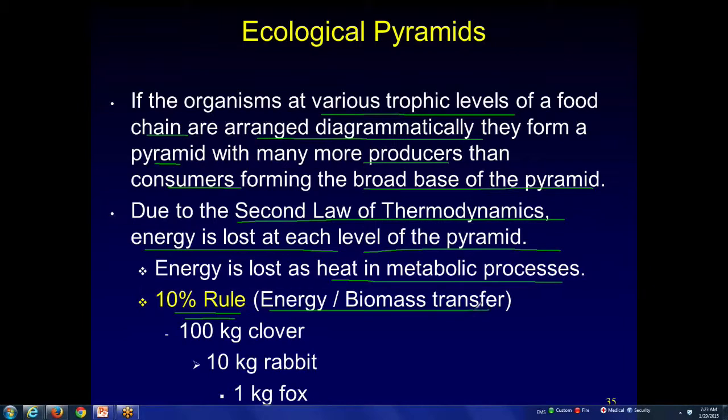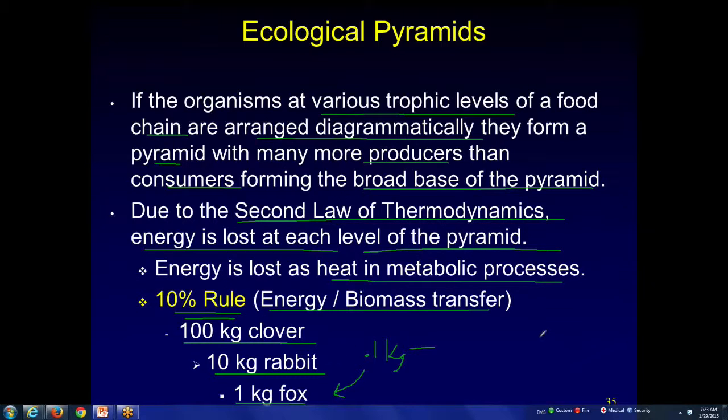So this is the energy or biomass transfer. For example, if I had 100 kilograms of clover, that will translate into 10 kilograms of rabbit flesh, which will then translate into 1 kilogram of fox flesh. And then if something ate the fox, can anybody tell me what that would translate into? 1 kilogram of fox flesh would translate into 0.1 kilograms of, say, coyote flesh or whatever ate the fox. You see?